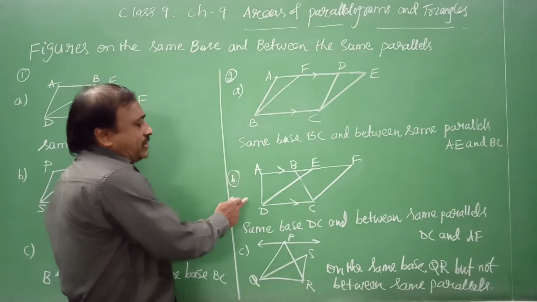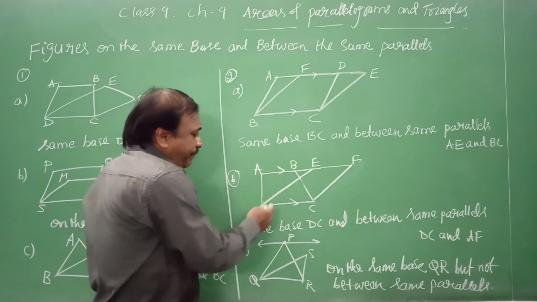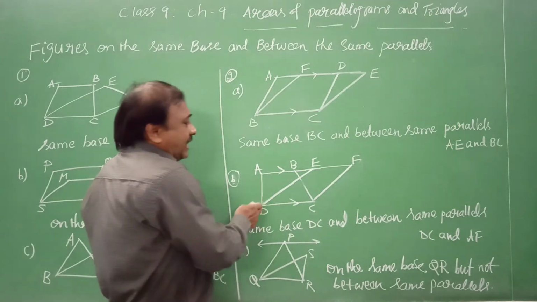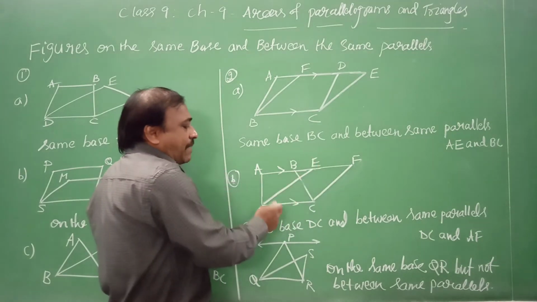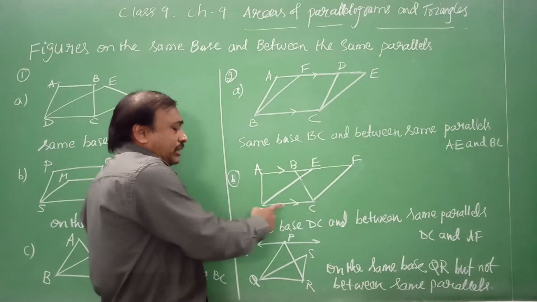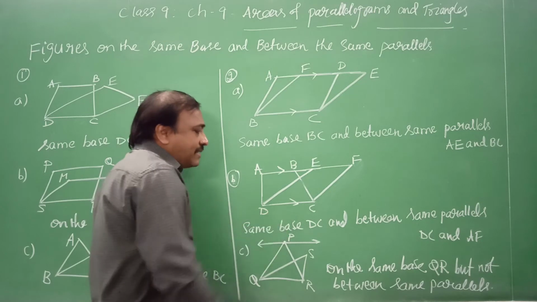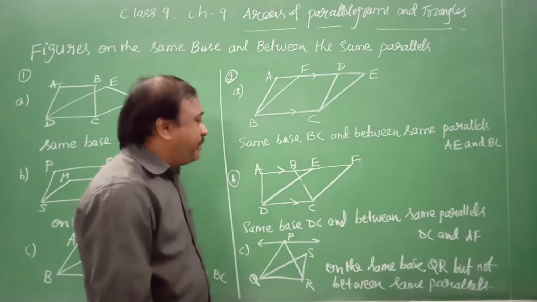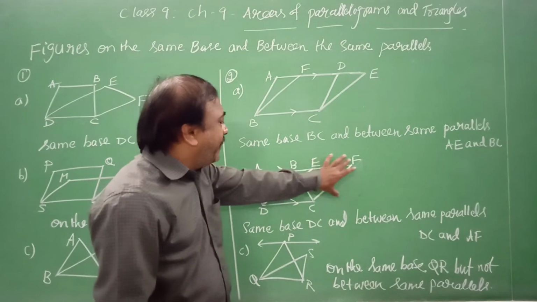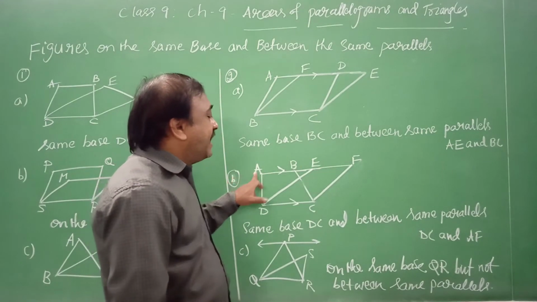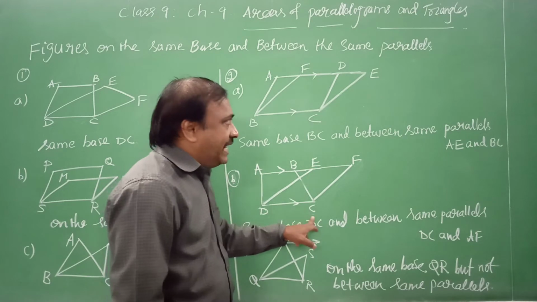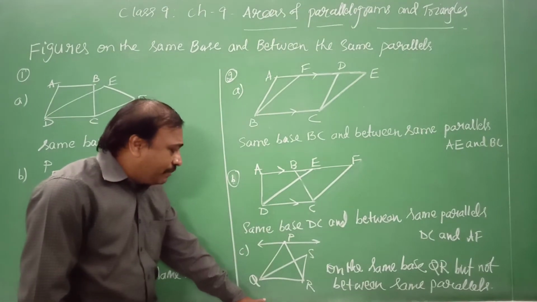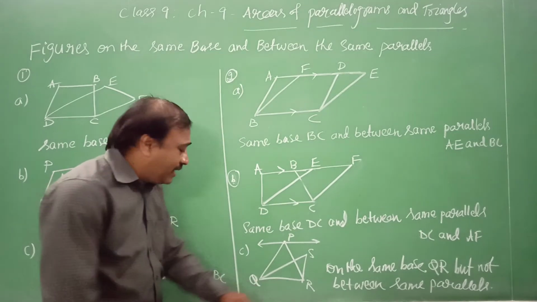Now, second figure you see, ABCD is a trapezium and DCFE is a parallelogram. They both are standing on the same base DC and they are lying between the same parallels AF and DC. Now come to the next one.